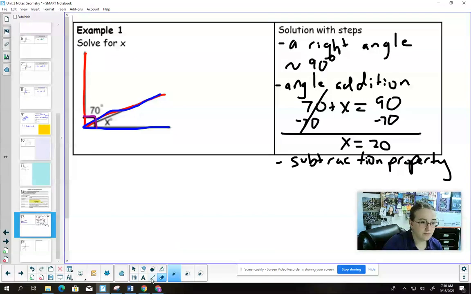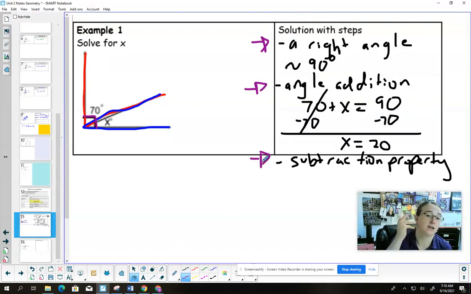So these things right here, these are things that would go into a proof. We got a right angle, it's 90 degrees, angle addition, subtraction property. We're going to talk about that more in class.